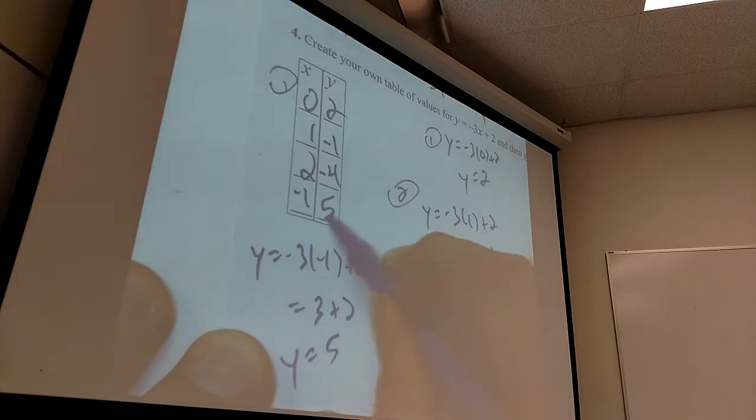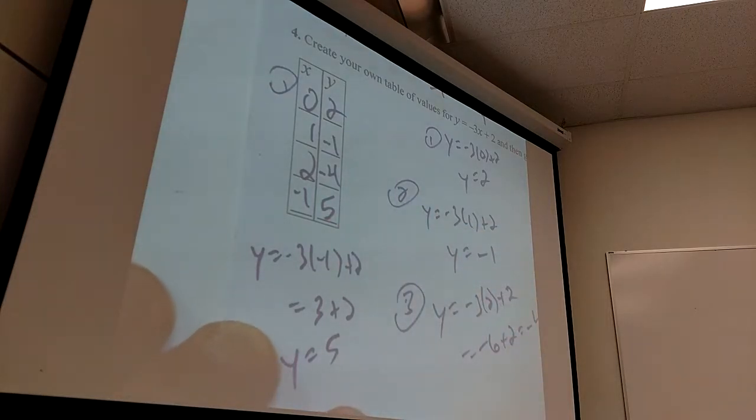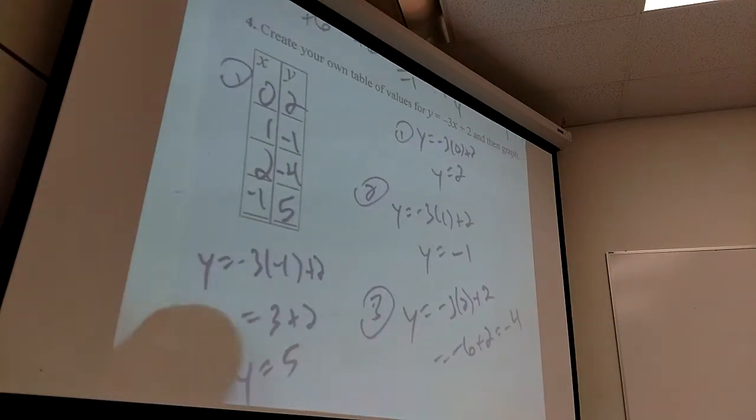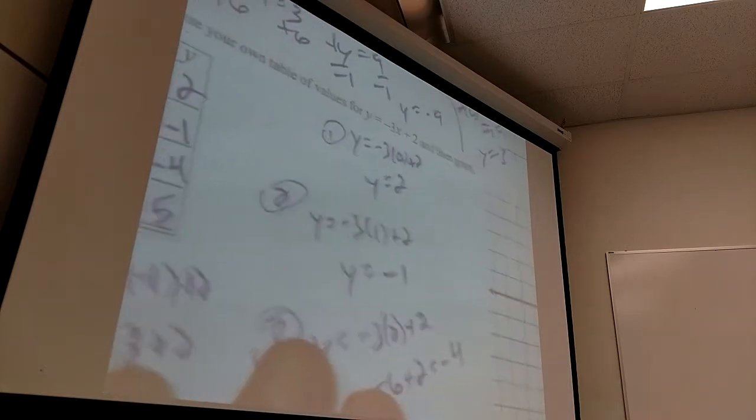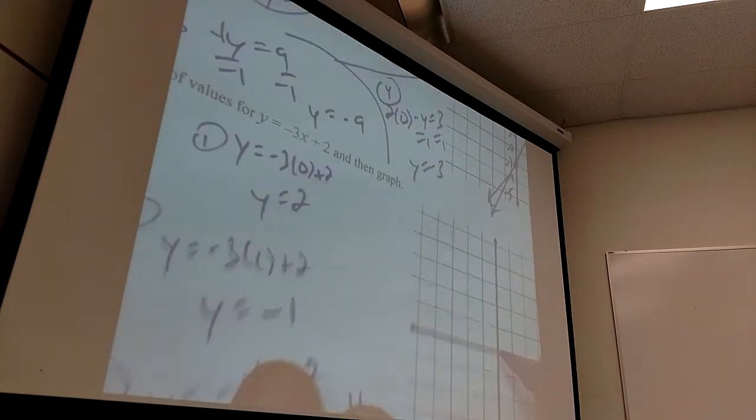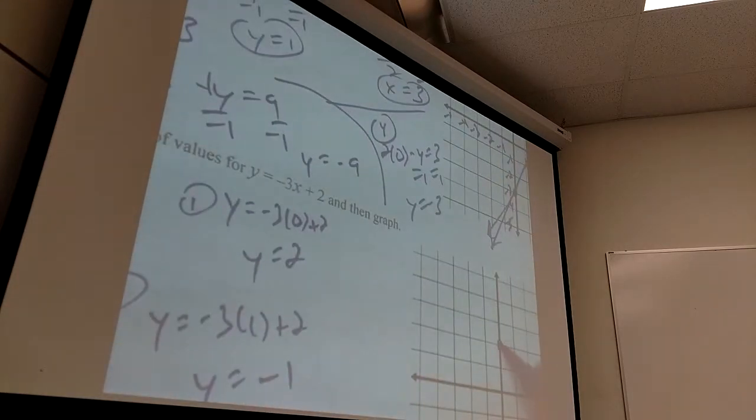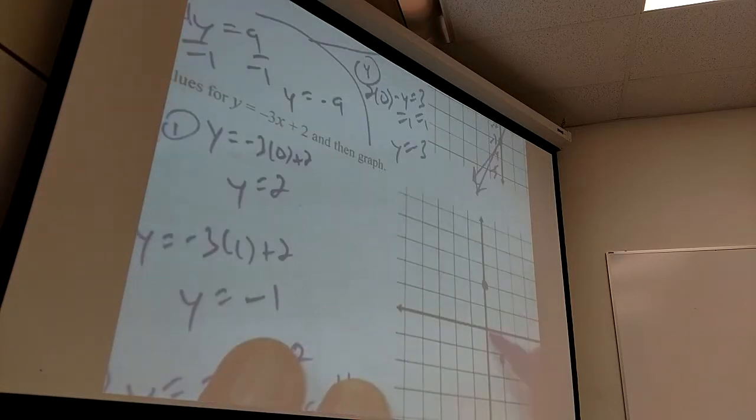y equals 5. Now again, if I give you a problem like this, I've got to be open to a lot of different possibilities, right? You can use 10 for one of your points, sure, just don't pick it unnecessarily. So 0, 2, just to hammer this home. 0, 2, 1, negative 1, 2, negative 4, and then negative 1, 5.